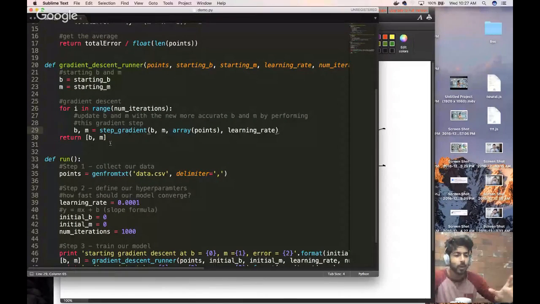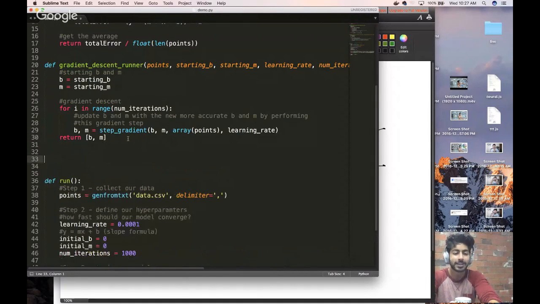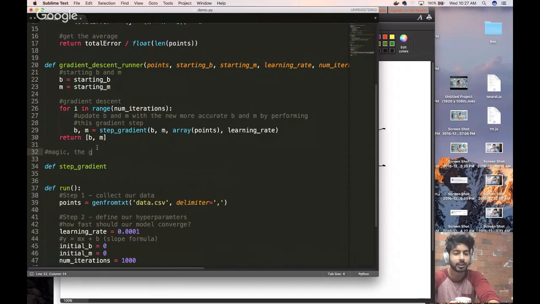So now we're going to write out the gradient step. And this is gradient descent, okay? This is how it's going to go down. Step gradient. I'm just going to say it's time for the magic. The magic, the greatest. That's how excited I am. I just wrote "the greatest" twice.